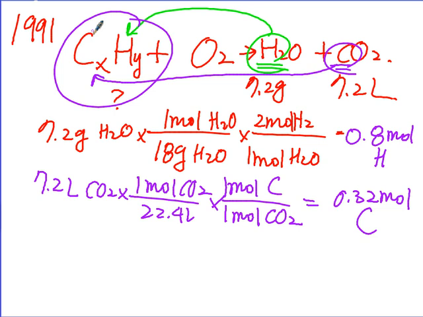Now, this is just like empirical formula. What is my next step if I found that there's 0.8 moles of hydrogen and 0.32 moles of carbon? Divide each by the smallest. So I'm going to divide each one by 0.32, right? And I get the ratio that is 1 and 2.5. Multiply by what? 2. When I multiply by 2, I get C2H5. And that's the empirical formula. Did they ask for a molecular formula?